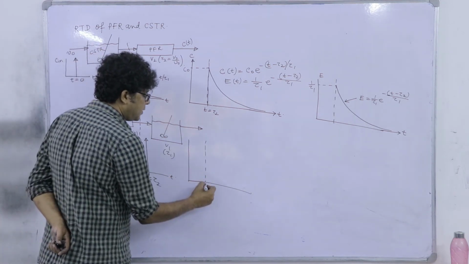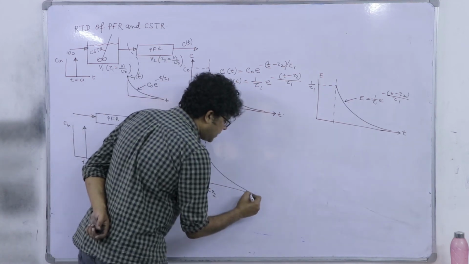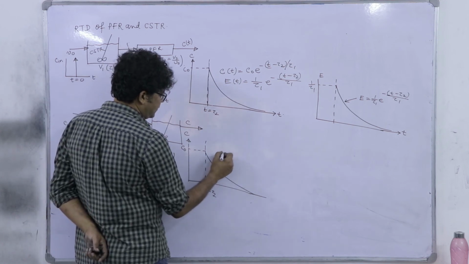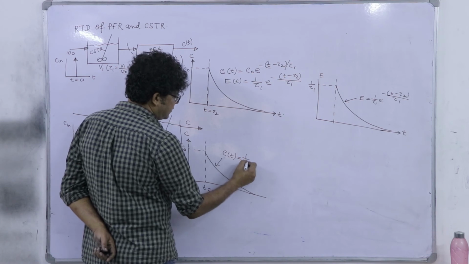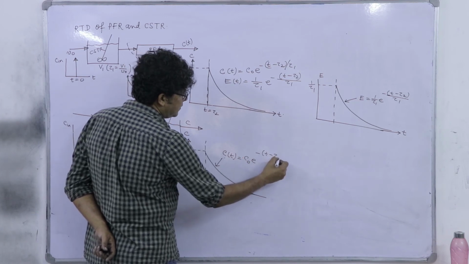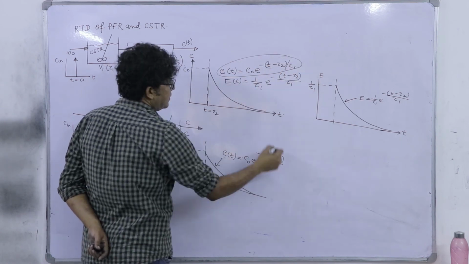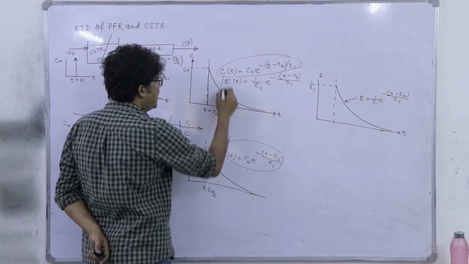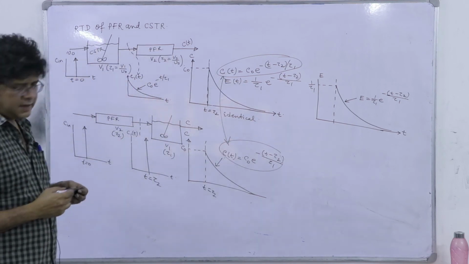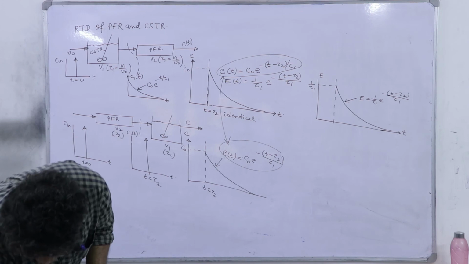So, from t equal to tau 2, this is C, and we will be getting this sort of curve, and this value is C naught, right, and the decay can be represented as C naught into 1 by tau 1 e to the power minus (t minus tau 2) by tau 1. So, these two, this and this, are identical. So, obviously, the E curve is going to be the same. So, what is our conclusion?